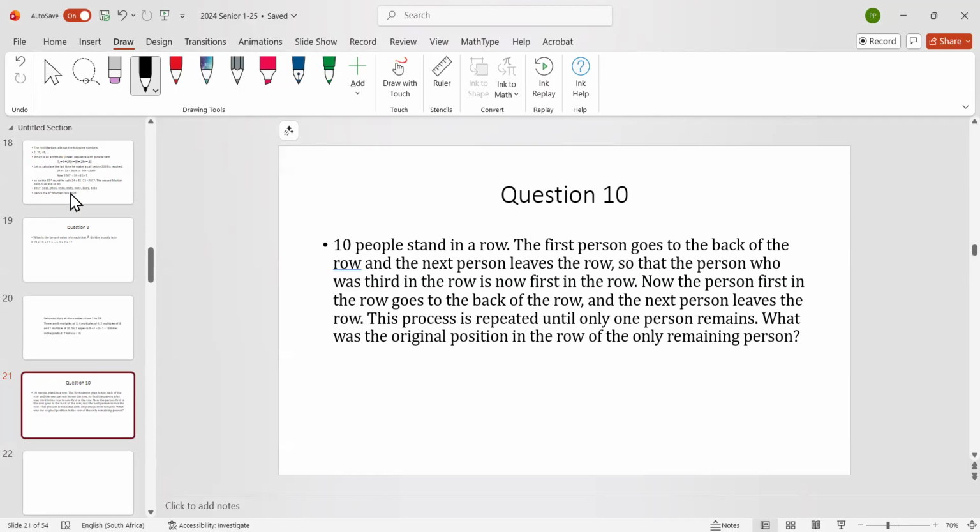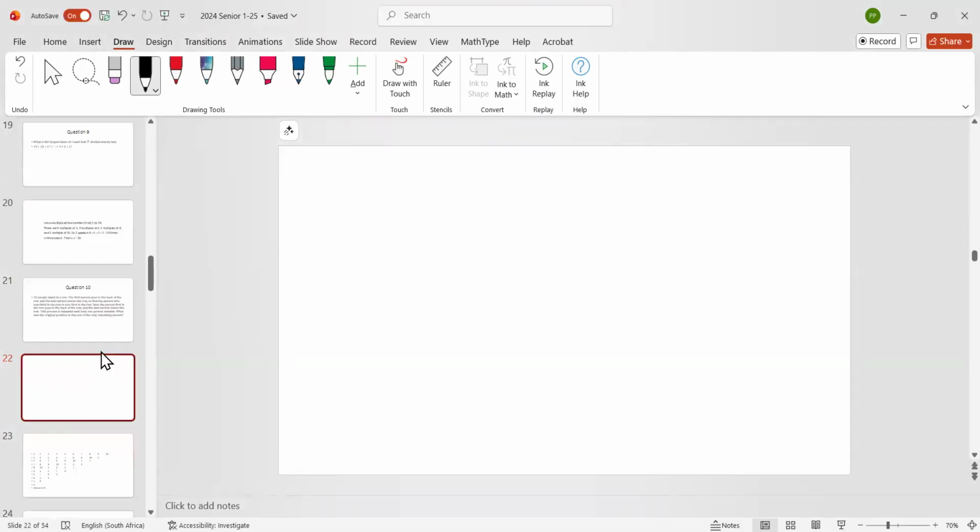All right, now this is kind of a tricky problem, and I'm going to just sort of physically see what's going on here. So let's call these people 1, 2, 3, 4, 5, 6, 7, 8, 9, 10. So these are the 10 people. And I want to know which number survives, and what was the position of the person who remains after all this is done.